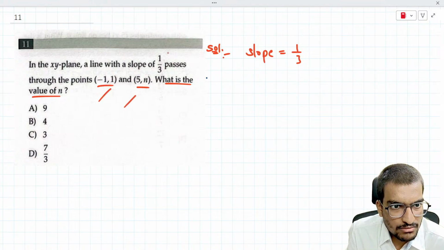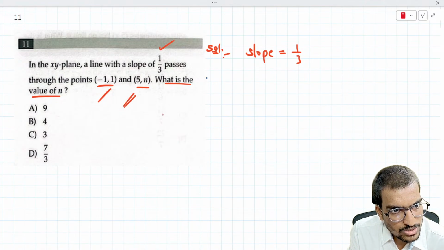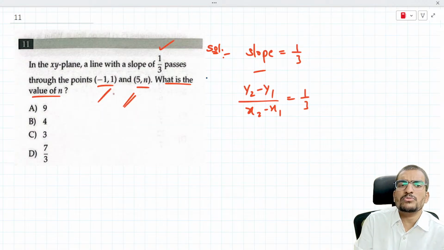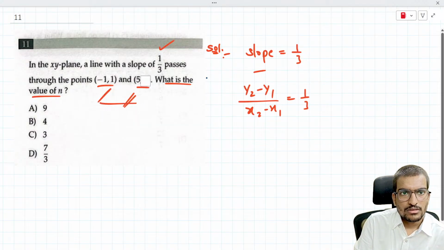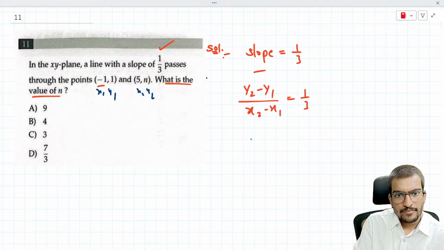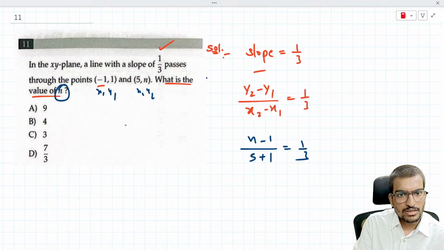Since it passes through these points, I can write (y2 minus y1) by (x2 minus x1), which is the slope, equals 1/3. I equate both slopes to get the unknown value. This is x1, this is y1, this is x2, this is y2. So y2 is n, minus 1, divided by x2 is 5 minus of minus, plus 1, equals 1/3. I can easily get the value of n.